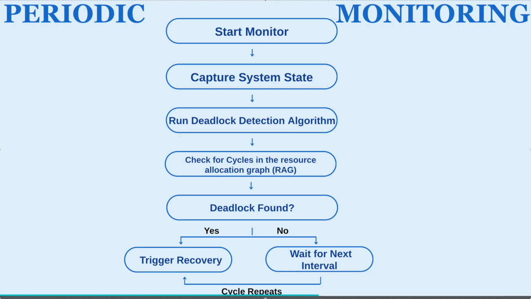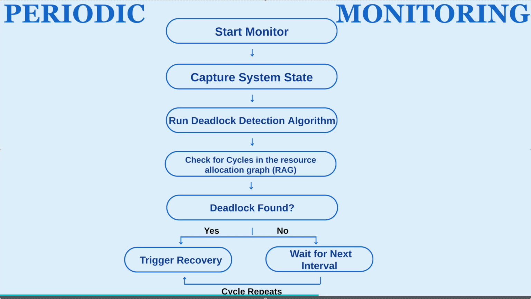Periodic monitoring. Detecting a deadlock once isn't enough. The system needs to check for it regularly. That's where periodic monitoring comes in. The operating system runs the deadlock detection algorithm at set intervals of time to analyze current allocation and requests. This ensures that any potential deadlock is identified early before the system halts. In high concurrency environments like servers and databases, this continuous checking is essential to maintain high performance and prevent slowdowns and shutdowns.